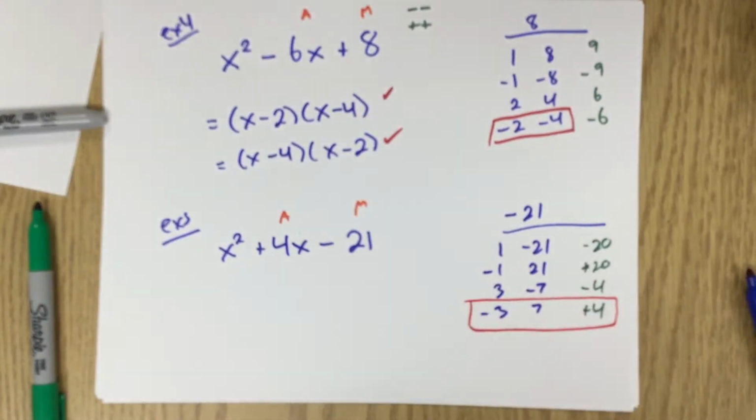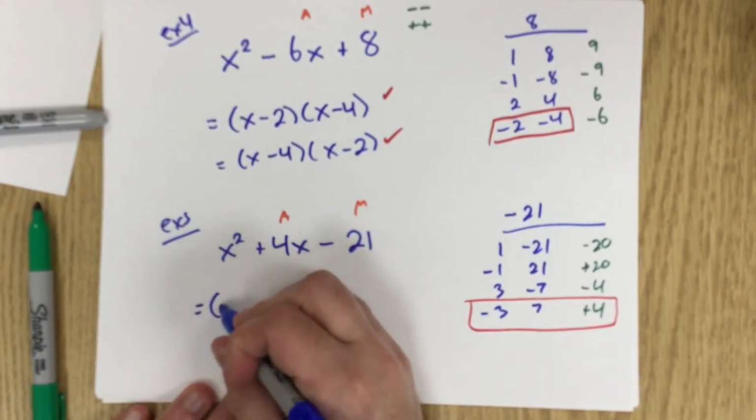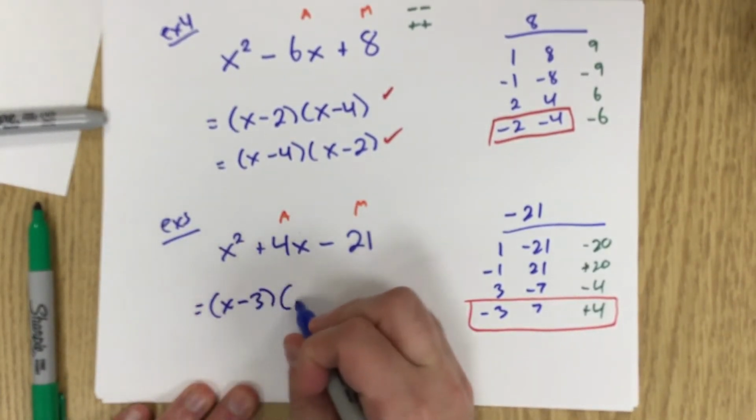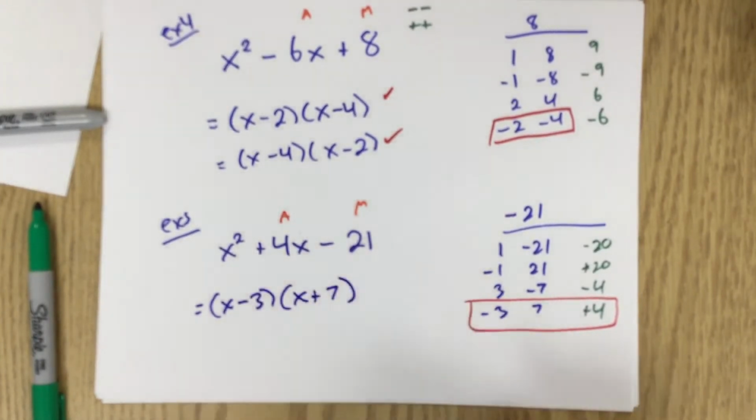Now it matters which one is the negative. So notice if it was 3 and negative 7, it adds up to negative 4. But in this case, it has to add up to positive 4. So we're going to get x minus 3 and x plus 7.